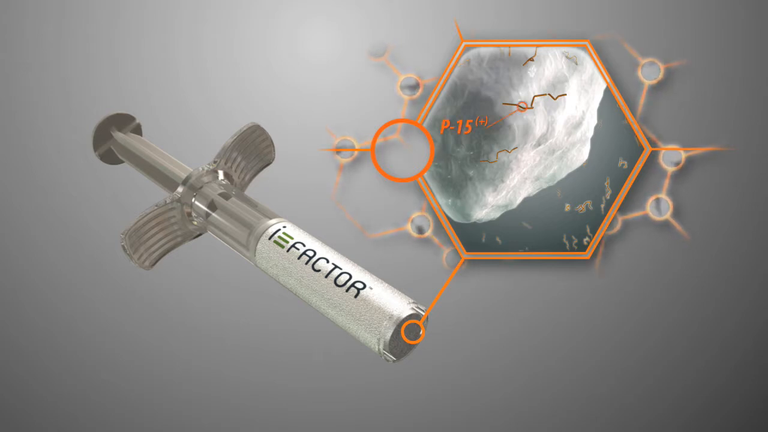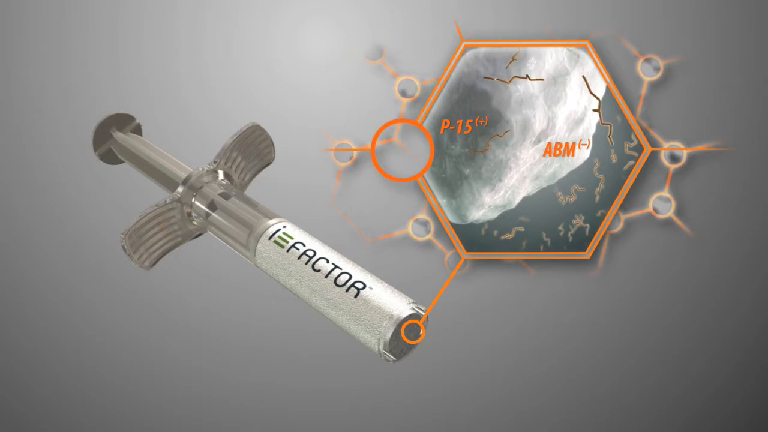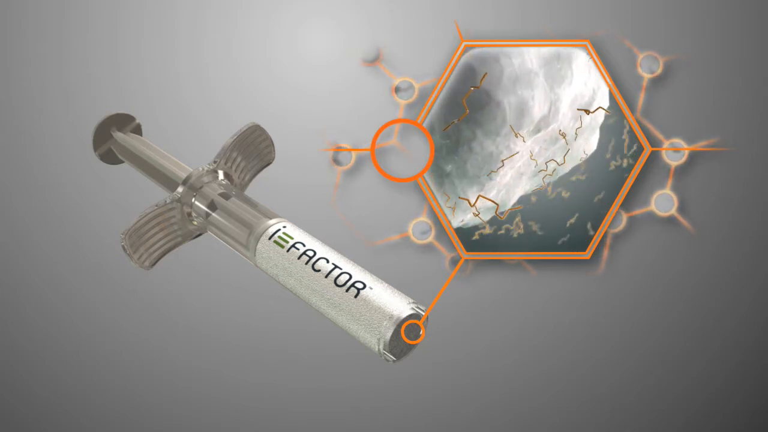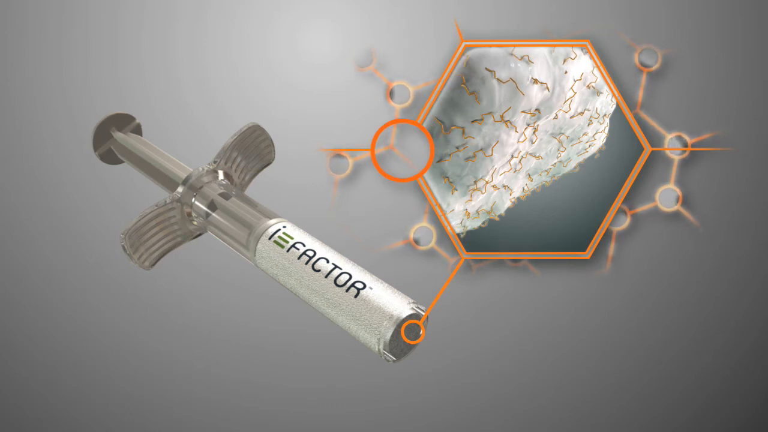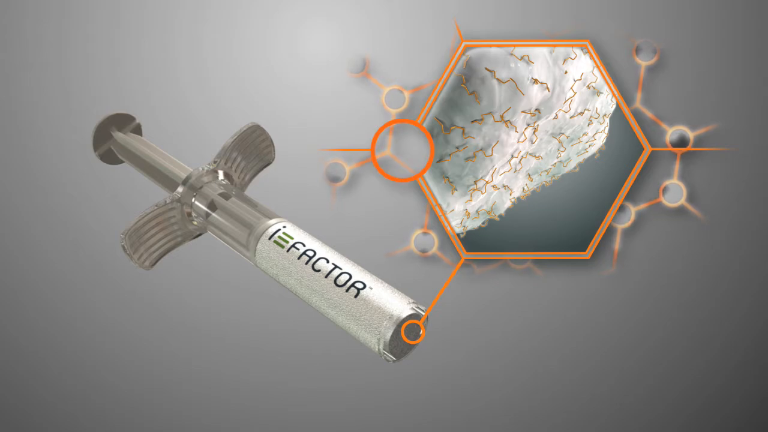P-15 readily absorbs to ABM due to electrostatically charged surface sites on the ABM onto which P-15 is bound. P-15 is irreversibly bound to the entire surface and all the defects of the ABM.